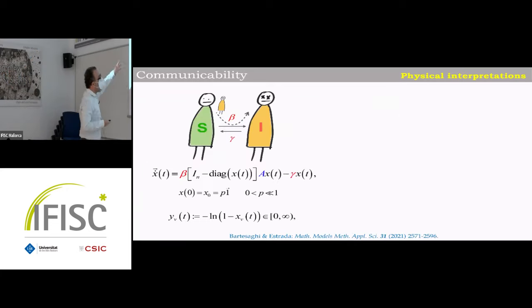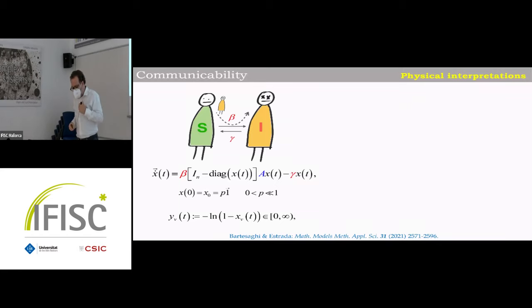Another possibility of interpreting this has been more recent by Paolo Bartesaghi and myself, in which we consider a susceptible-infected-susceptible epidemiological model on the network. This is the typical setup for this model. So this is the rate at which the epidemic grows, and this is the rate at which an infected individual is cured and becomes susceptible again, because there is no immunity in the system. And here the trick is to consider that at the very beginning, at time t equals zero, the probability of every node to get infected is exactly the same, okay? And this probability is much smaller than one.